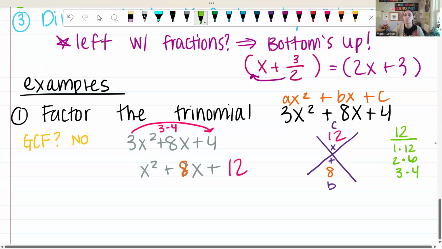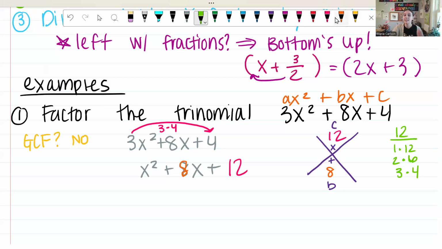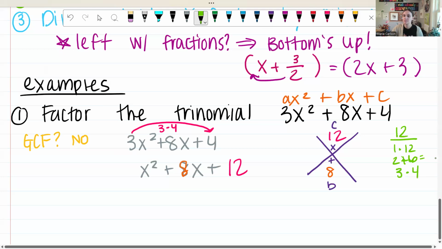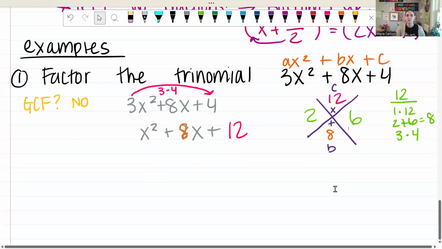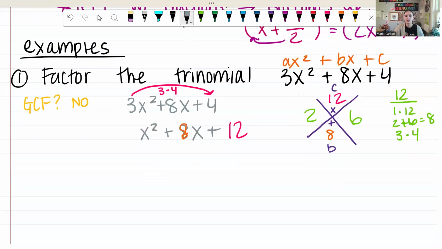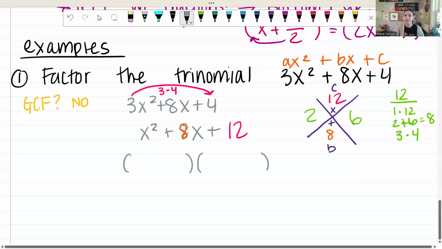So which set will add to give me 8? That would be 2 plus 6. 2 plus 6 will give me 8. So our x factors are 2 and 6. So now I will slide this trinomial into its set of factors. We're talking about x here, right? So this is x, and then our x factors are x plus 2 and x plus 6.